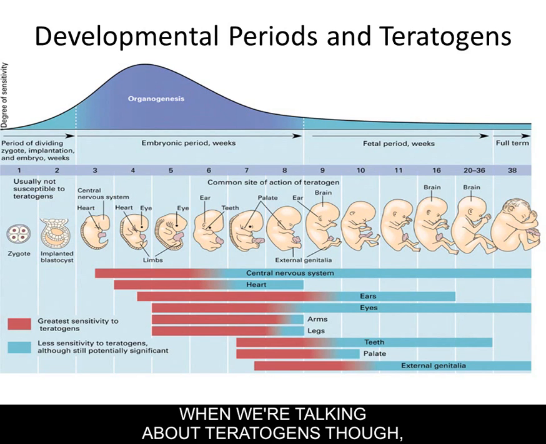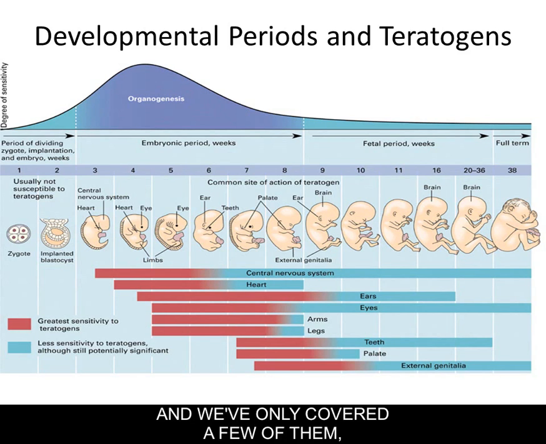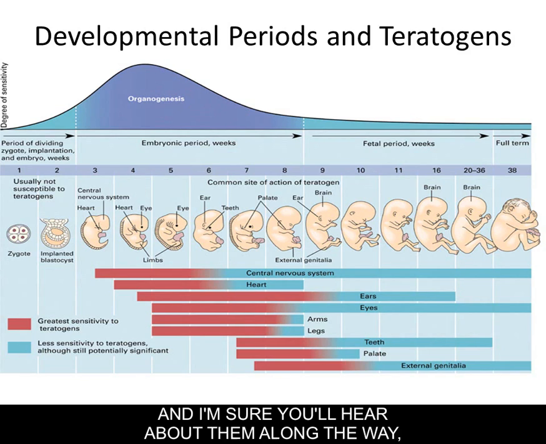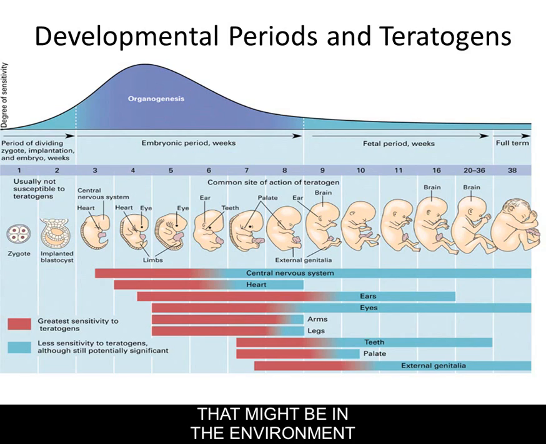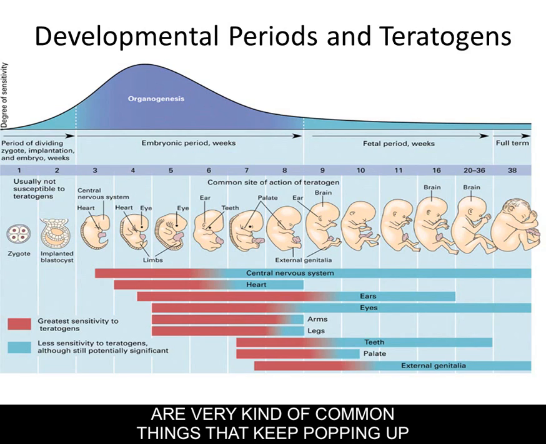When we're talking about teratogens, though, we've only covered a few of them. There's a number of them that are out there. And I'm sure you'll hear about them along the way. Things like being exposed to nitrogen or other problems that might be in the environment are very common things that keep popping up time and time again.